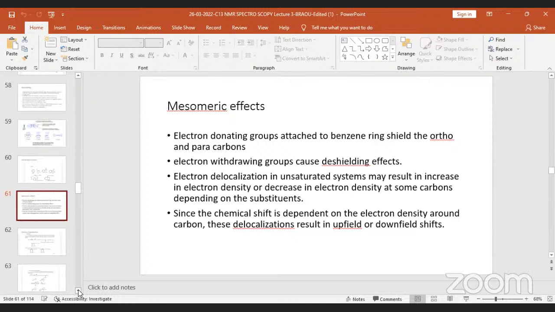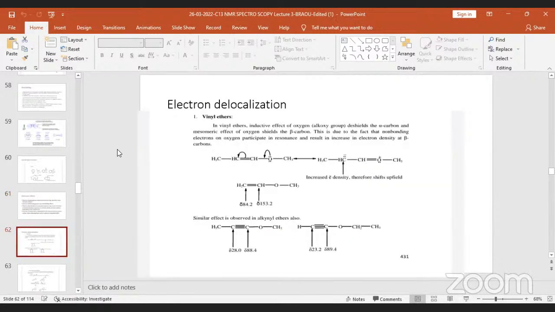In aniline, for example, ortho and para carbons are shifted upfield. I showed you the examples in here. See, some more examples here. That is about the benzene ring.